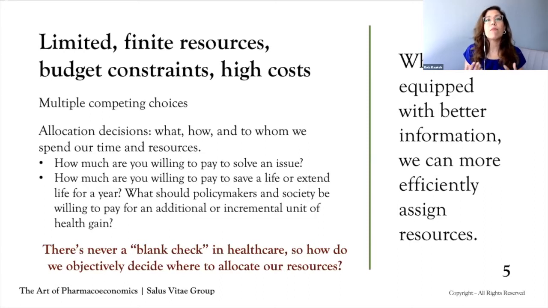We also have multiple competing choices, which some would say that's a good thing, right? But if you couple it with the fact that you don't have endless resources, you don't have an endless budget, and you have all these different options, how do you begin to choose? So that's where we have to start thinking about allocation decisions. So that means what, how, and to whom we spend our time and resources. This is in the spectrum of healthcare as we're looking at it here. But again, this applies to everything.